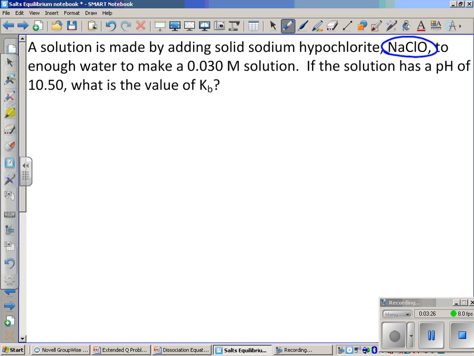Once you know that it's basic, that is telling you that you are going to want to use the anion. So that gives us that information. Now, before we can write our actual anion equation, the first thing we have to do is show that substance dissociated. So let's go ahead and do that.